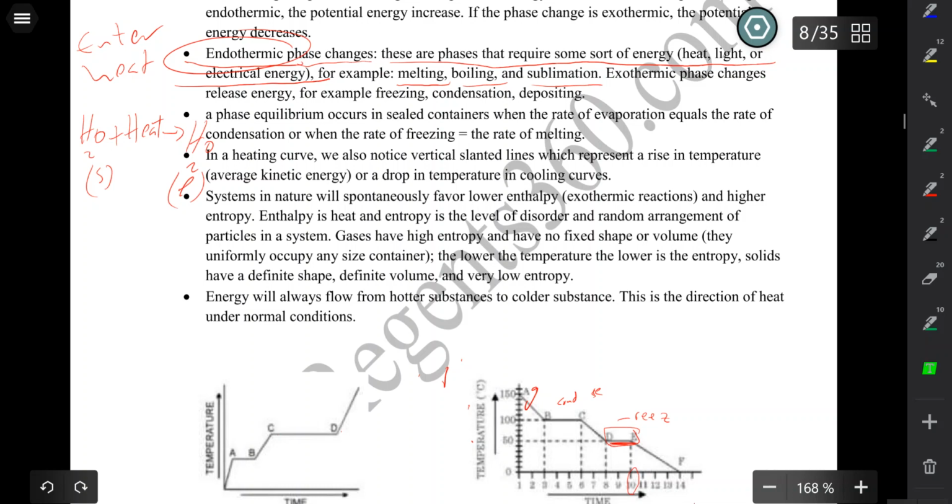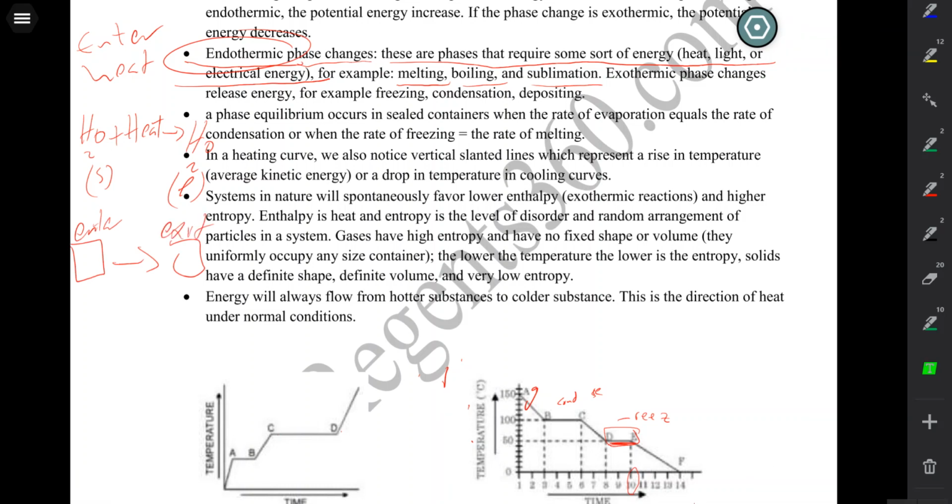So solid ice plus heat will give me liquid water. Okay, notice how I'm entering heat. So think of this arrow as a door which you enter from the left and you exit from the right. Enter, exit.